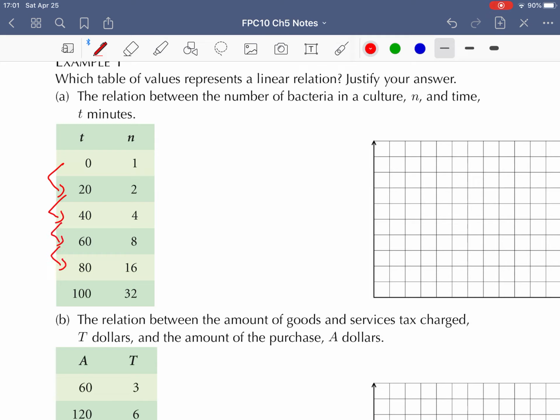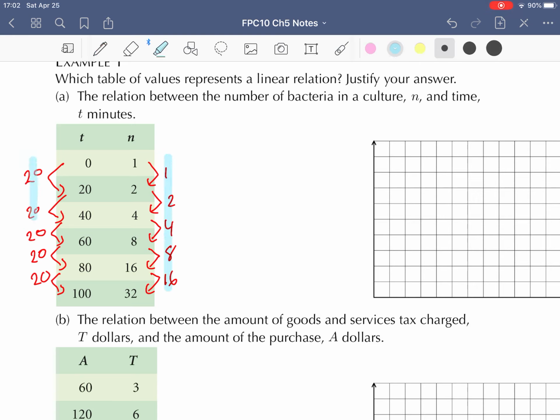Every time, our time goes up by 20 minutes. That is constant. Now, if our number of bacteria goes up a constant amount each time, then it will be linear. If it doesn't go up a constant amount each time, it won't be. It goes up by 1, by 2, 4, 8, 16. These are not constant amounts compared to these amounts. This is not linear. No constant rate of change.